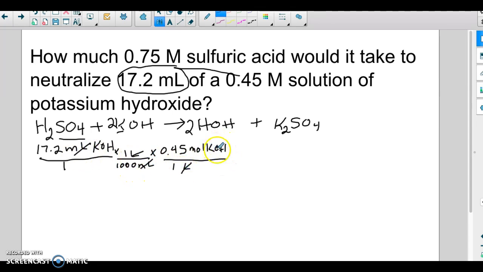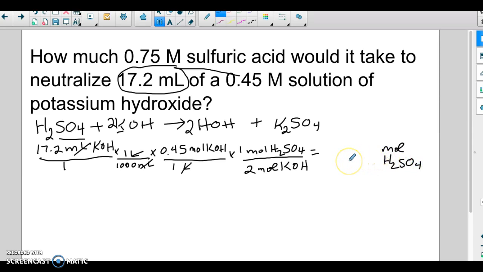I'm in moles of potassium hydroxide, but they want to know how much sulfuric acid. So I need to switch over to sulfuric. So in my equation, you can see there's 1 mole of sulfuric for every 2 moles of potassium hydroxide. So I'm going to stop here and just get my moles of sulfuric. So when I put this in my calculator, let's see what we get.